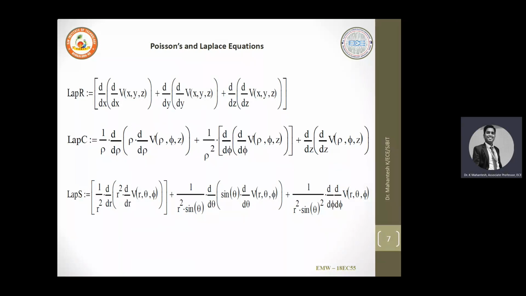Whereas Laplacian for spherical coordinate system is given by 1 over r square dou by dou r of r square dou V by dou r, plus 1 over r square sine theta dou by dou theta of sine theta dou V by dou theta, plus 1 over r square sine square theta dou square V by dou phi square.